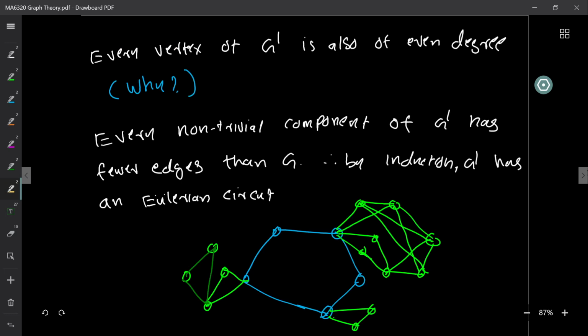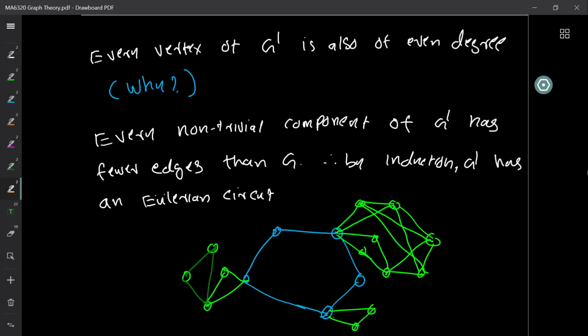Okay, so now every vertex of G prime is also of even degree, right? This is easy to see. Why is this? You can think, once you remove the edges of C, G prime is also an even graph.